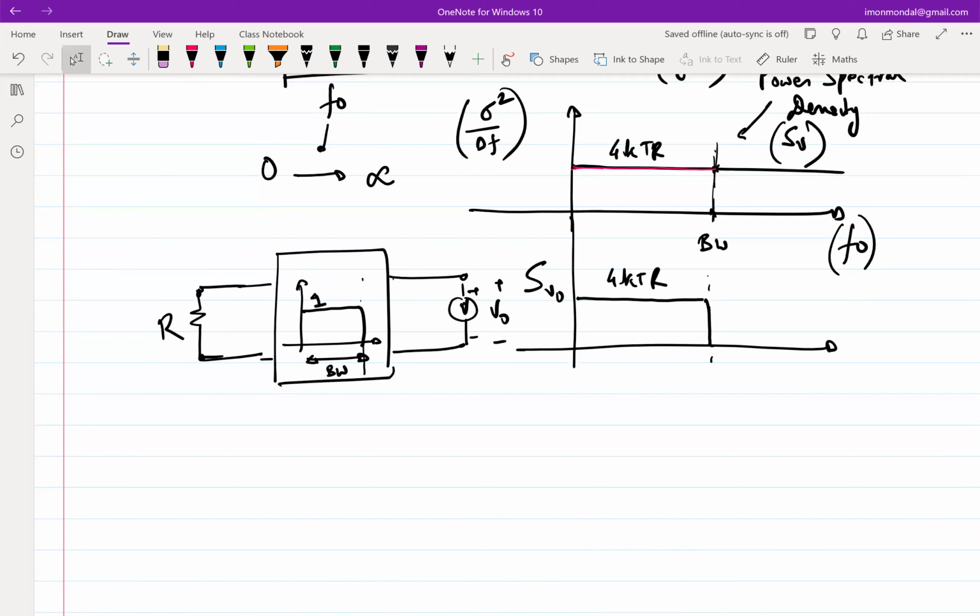Now tell me, if the filter, instead of having a gain of 1, had a gain of A, what would the power spectral density of the output look like? 4kTR A squared. Why A squared? Why not A?